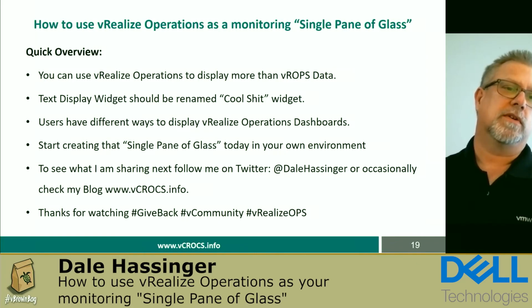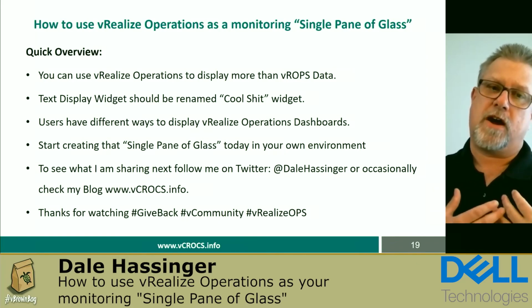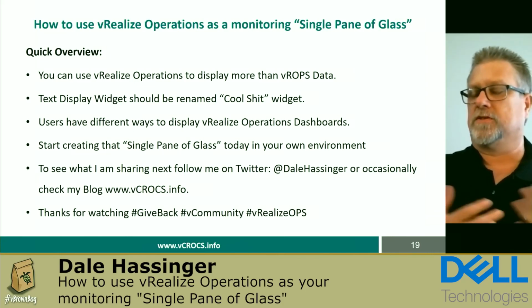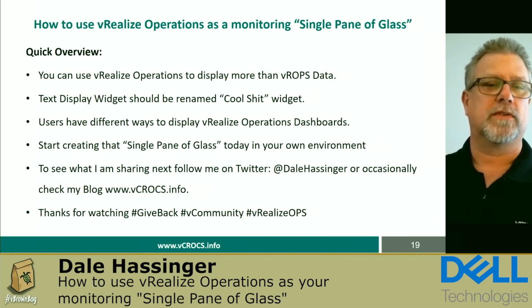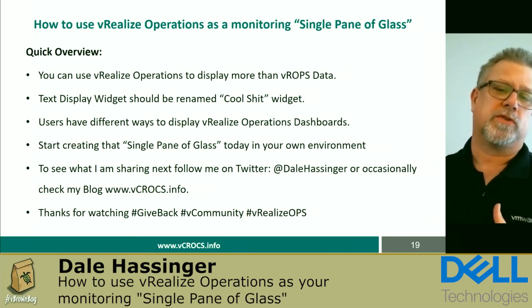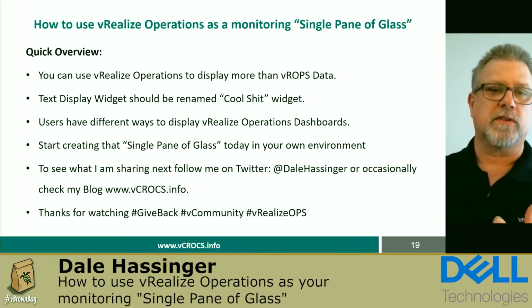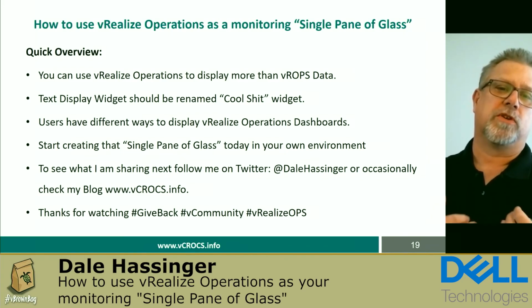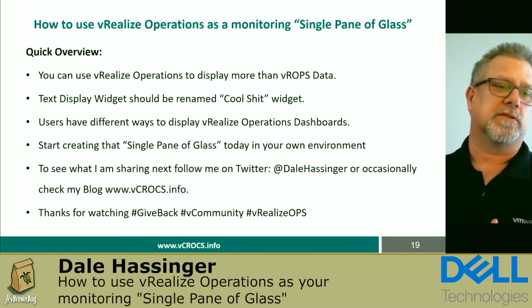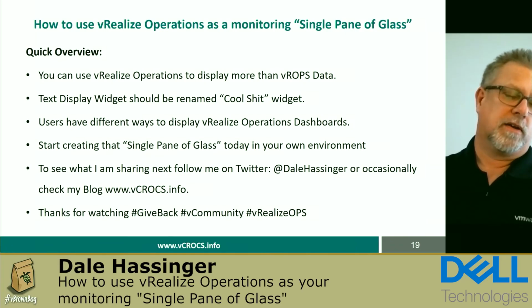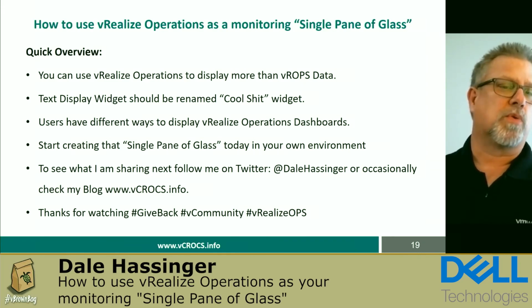So, a quick overview. Just think of vRealize as a place for that single pane of glass that can display more than what it's collecting from vCenter. With the text display widget, just think outside of the box. I really think they should rename that to the cool stuff widget, because if you can display weather and websites that you create internally, it's a really good widget. And then there are all the different ways that you can display the dashboards to users. It's whatever works best in your environment. So I'd say go out and start creating your own single pane of glass.